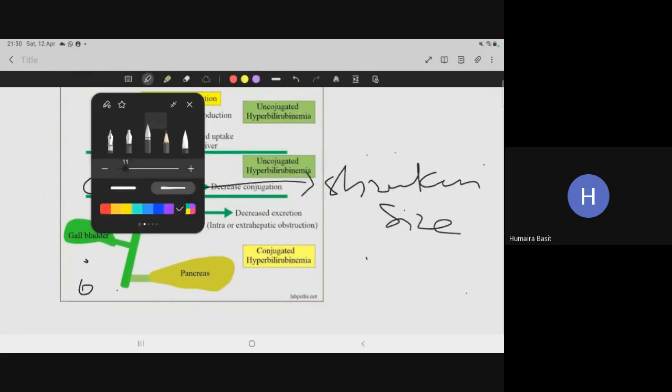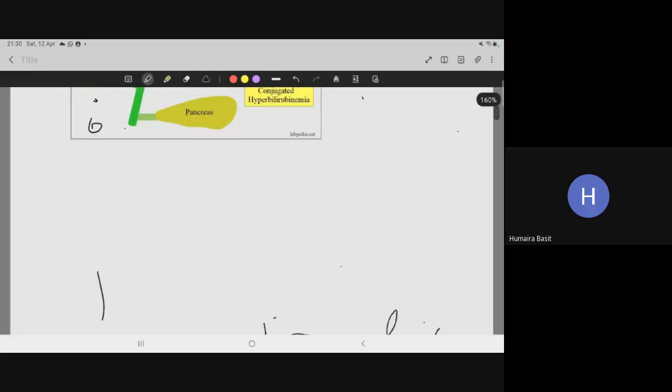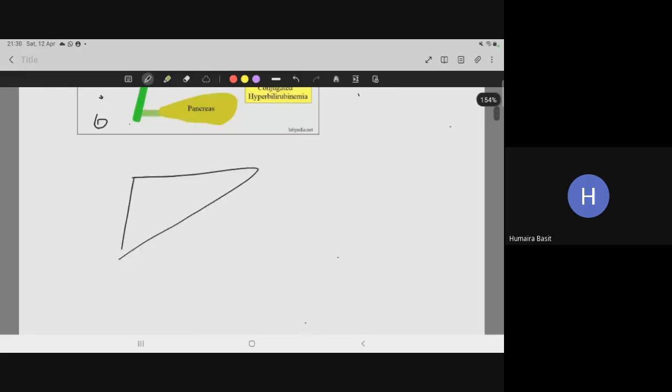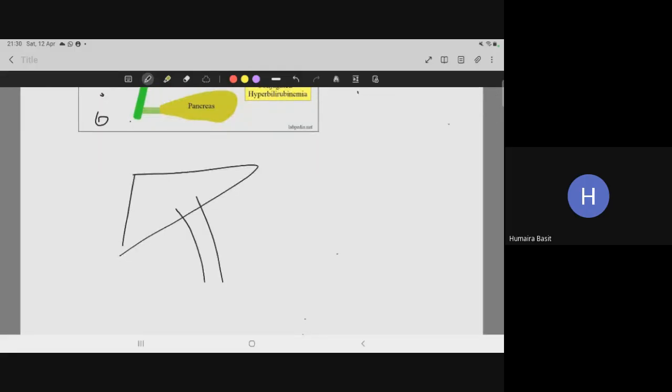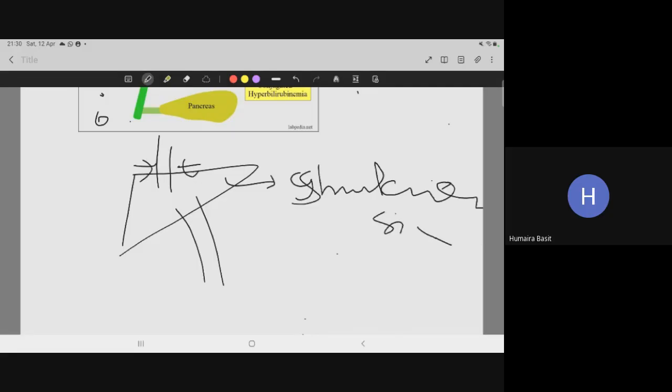I want you to keep this picture in your mind. This is your liver, just an illustration. Here you have the portal vein, I'm making it big, but it's not that big. And then here you have the central vein and hepatic vein. If your liver has shrunken in size, it will compress this area, and your pressure here would increase. The pressure will backflow, and you will see high pressure here too, in your portal vein.